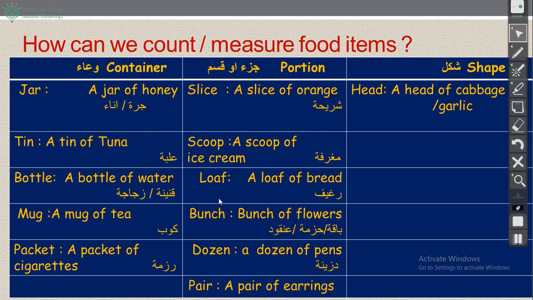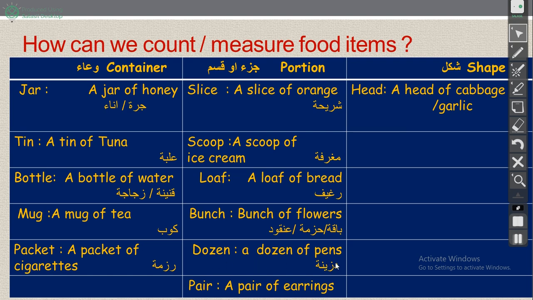Number three, we have loaf. What's the meaning of loaf? A loaf of bread. رغيف. A loaf of bread. Okay? And we have bunch. Bunch means باقة. Bunch of flowers. Or حزمة، مجموعة. Or عنقود, for grape. Okay? Bunch of flowers. باقة من الورود.